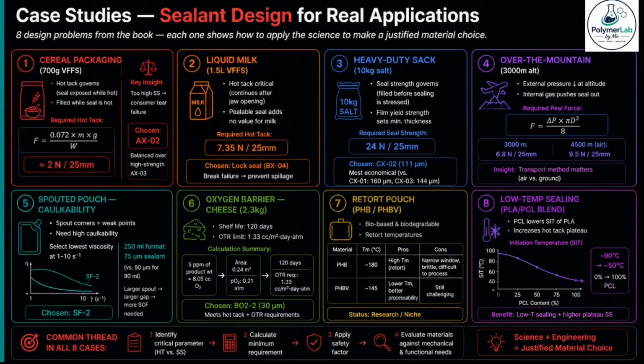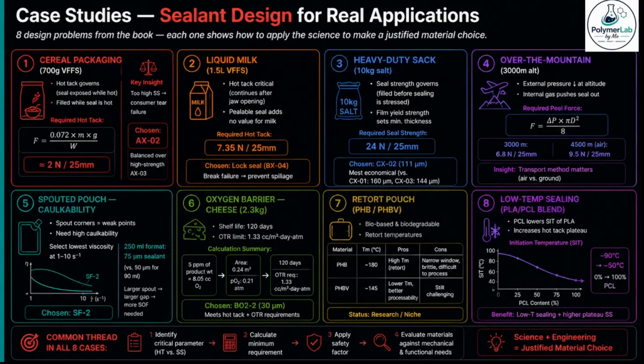The most economic option, minimizing film weight, uses 111 microns compared to 160 and 145. Less material, same performance. Case number 4. A snack package shipped at 3,000 meters altitude. As the package travels to altitude, the external pressure decreases from sea level atmosphere to 70 kilopascals.